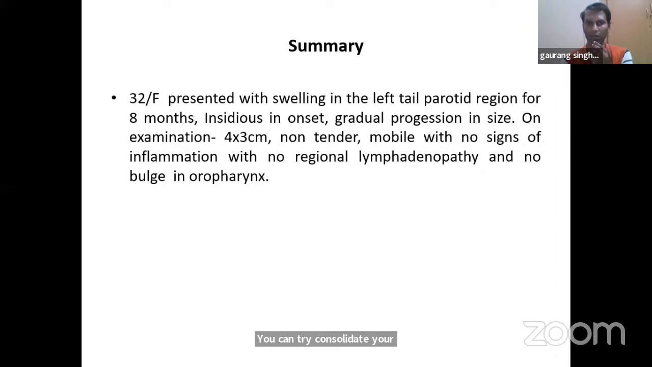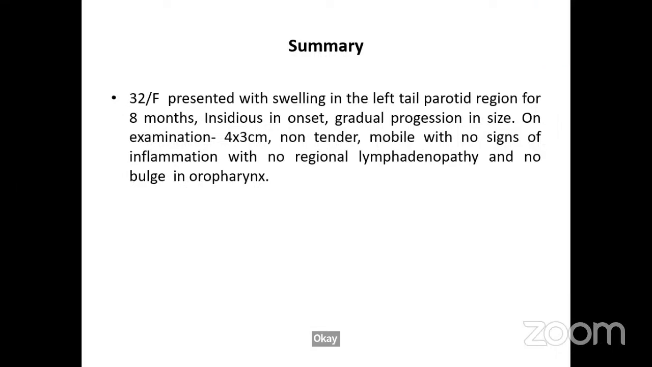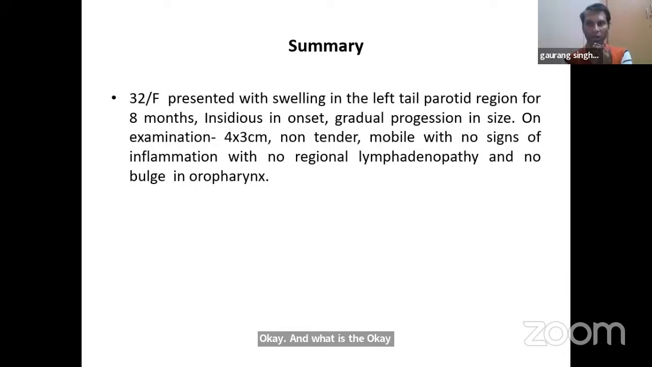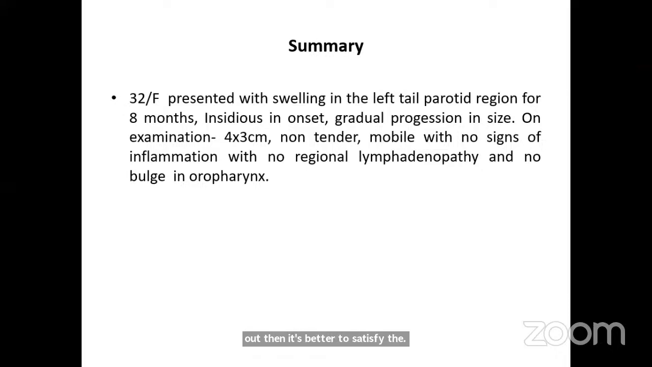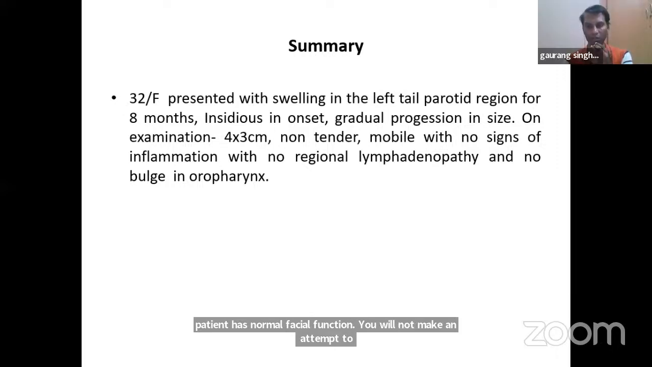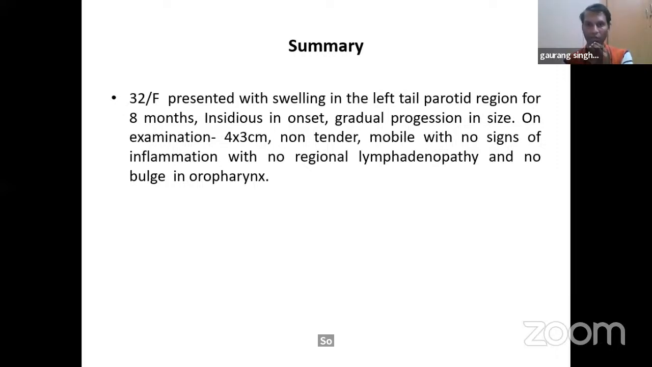There's no need to sacrifice all the time. But intraoperatively, I will confirm if the tumor is away from the nerve, then I'll try to spare the nerve. Okay. And what if the patient has normal function and the tumor is on the nerve? Tumor is on the nerve and we are not able to dissect the nerve out, then it is better to sacrifice the nerve. If the patient has a normal facial function, you will not make an attempt to save the nerve? We should always make an attempt intraoperatively to save the nerve, ma'am.